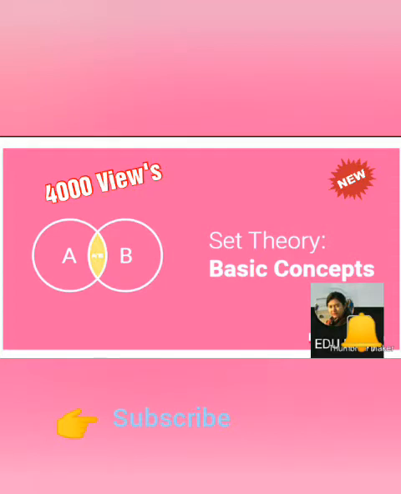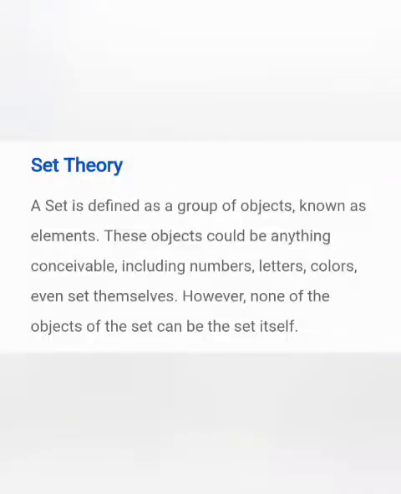Okay, now let's move on to the basic concepts. First, set theory. What do we mean by a set? It is nothing but a collection of objects. These objects could be anything conceivable, including numbers, letters, colors, even sets themselves. However, none of the objects of the set can be the set itself. So we can say it is a collection of objects.